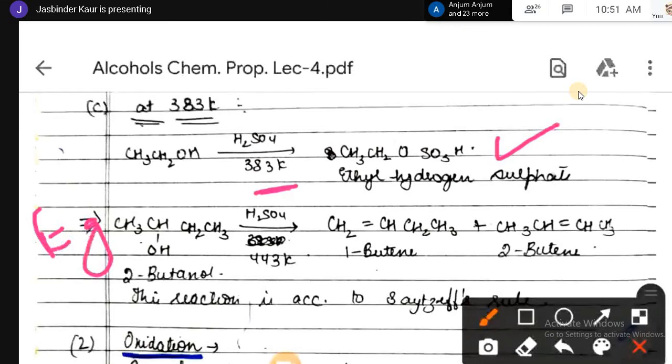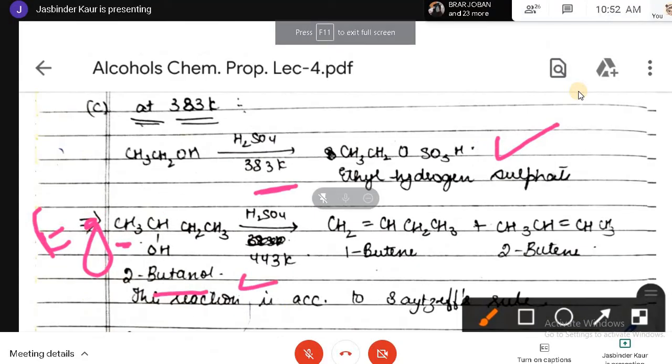If we take another example, that is unsymmetrical alcohol. It is unsymmetrical alcohol because the OH group is attached to a carbon which has dissimilar groups along both sides. One side a CH3 group is present, the other side an ethyl group is present. So it is unsymmetrical alcohol. When it is treated at 443 Kelvin, then alkenes are formed.